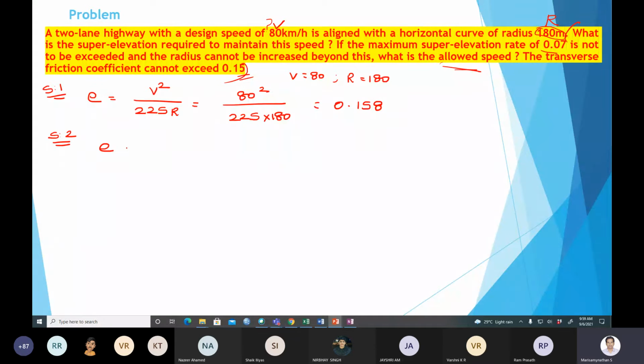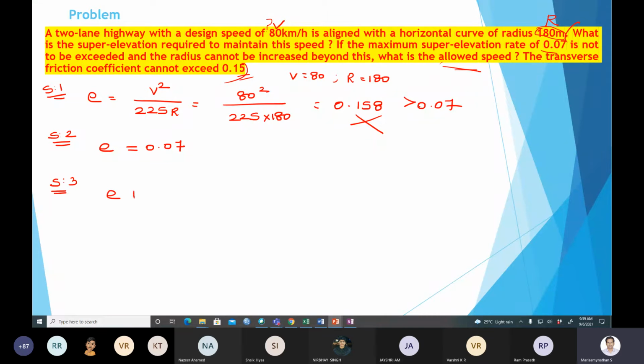But we know that in step 2, the maximum allowable value of E is 0.07. So this value is greater than 0.07, which is not possible to adopt in the field. So in step 2, we are comparing and we are saying that E is to be limited to the value of 0.07. Since we have limited the value of super elevation, it is highly needed to recheck the lateral coefficient of friction value. So that is considered as step 3.